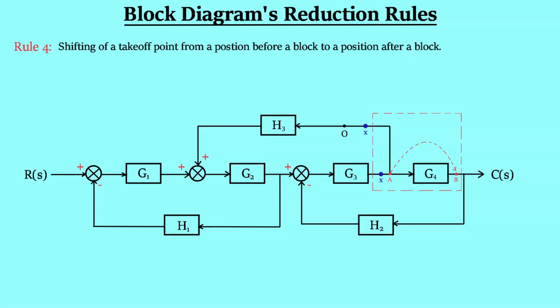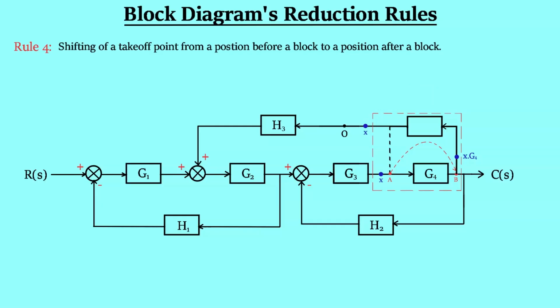This is the analysis which we have done before moving the takeoff point from position A to B. Now we have moved the takeoff point from position A to B. Now let's check what is the input which is being fed to the block H3. The output of block G3, X, when multiplied by G4 becomes XG4. You can clearly say the required input of block H3 is not exactly equal to the output of G4. Obviously, there is a need to modify this diagram so that the input to the block H3 remains the same.